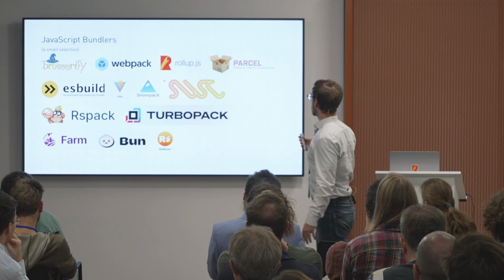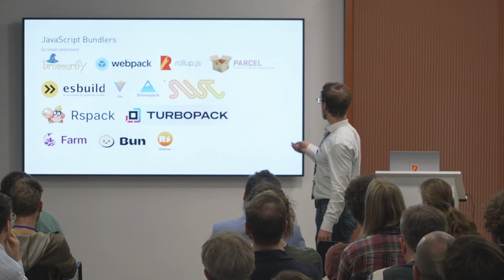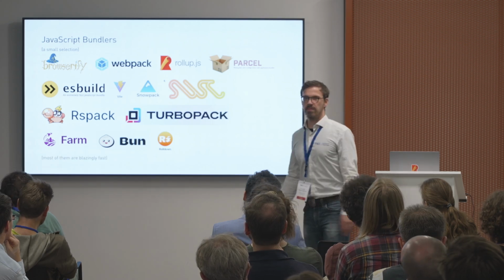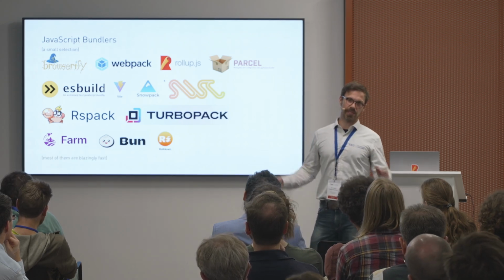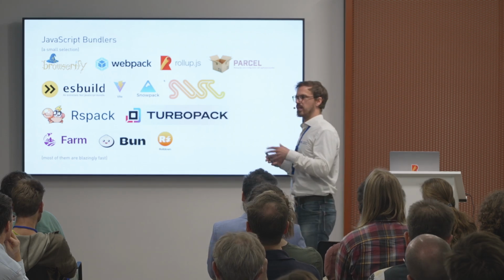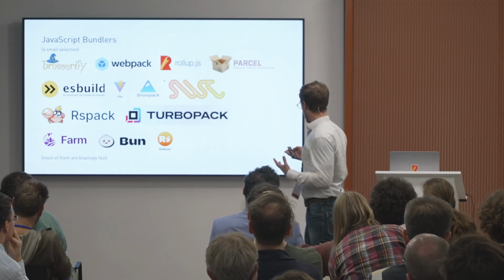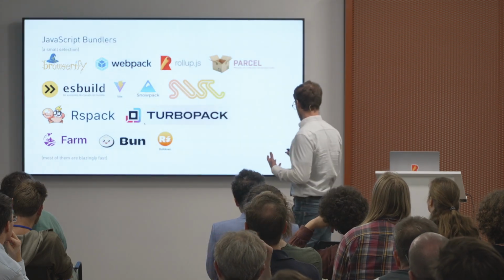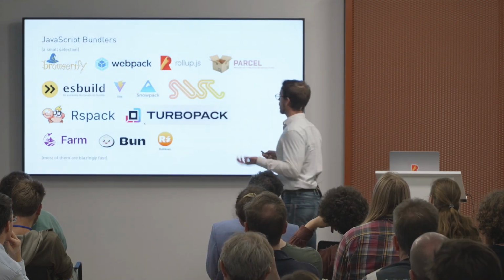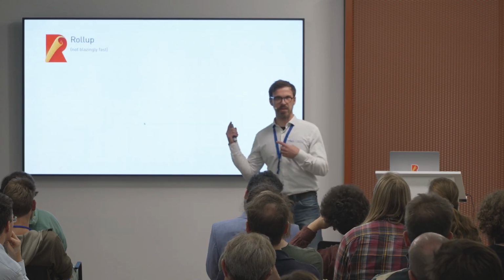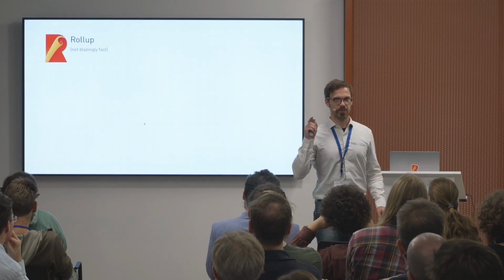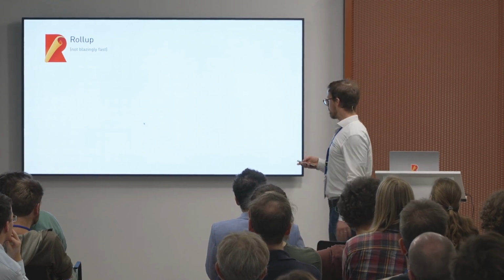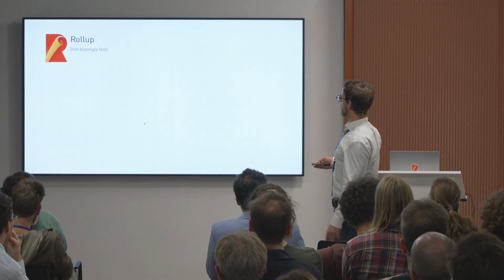But the one thing most of them have in common, starting with number 3, Parcel at the top right, is that most of them are blazingly fast. Some are also lightning fast and incredibly fast, all super duper fast. But that's not what I want to talk about today. I want to talk about Rollup, and Rollup is not blazingly fast. I want to make that clear. Maybe at some point it will change, but probably not as quickly as you would hope.